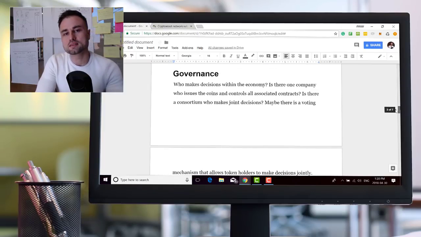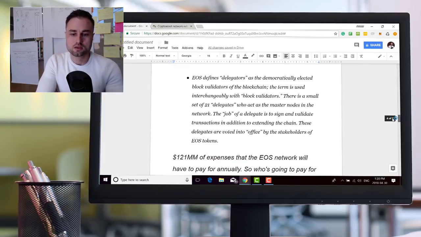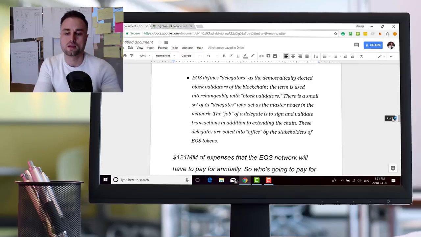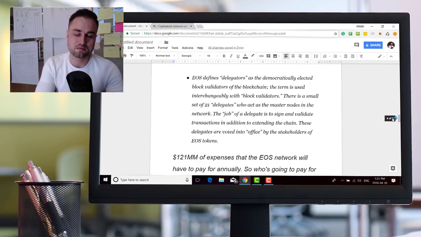So the governance, like who makes decisions within EOS, right? EOS is delegated proof of stake. It's much different than proof of work, which is Bitcoin. It's much different than proof of stake, which Ethereum will be maybe end of this year or next year. So delegated proof of stake, this is how they define it: EOS has a delegated proof of stake with democratically elected block validators of the blockchain. The term delegate is used interchangeably with block validator.